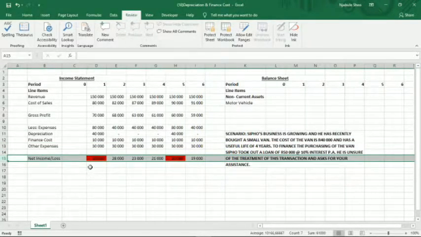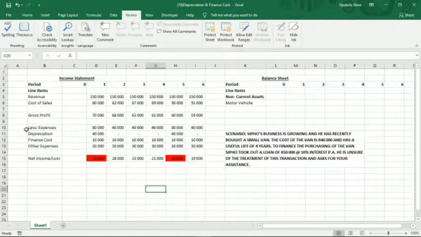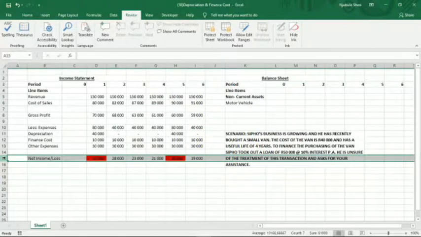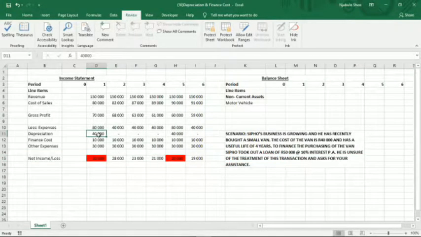Okay, now, as you can see here, guys, Sipho's business seems to be making a fairly consistent revenue over a period of 6 years, but making a fairly inconsistent net income or loss over the very same 6 years. And one of the reasons for that, as I mentioned earlier on, is that Sipho has decided to capitalize the cost of the van.